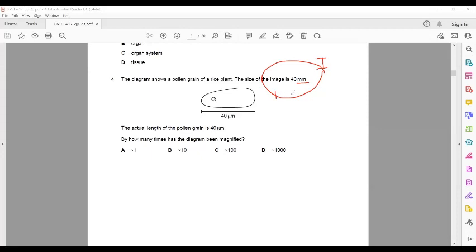Each 1 millimeter equals to how many micrometer? 1,000, isn't it? 1,000 micrometer each 1 millimeter. We have 40 millimeter equals to how many micrometers? So you have to do the conversion. So this one times this one divided by this one, and you write the answer. Here it becomes 40,000.